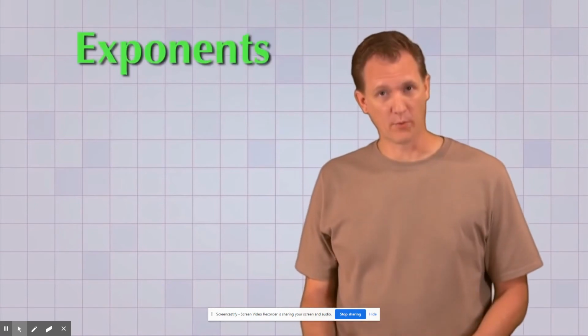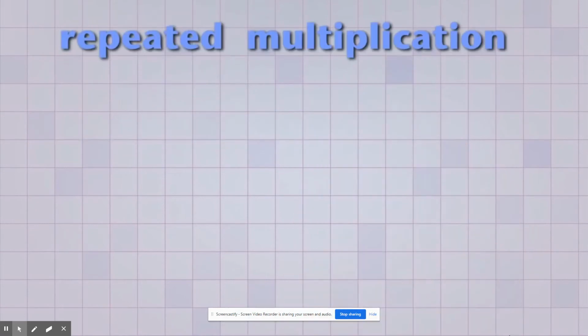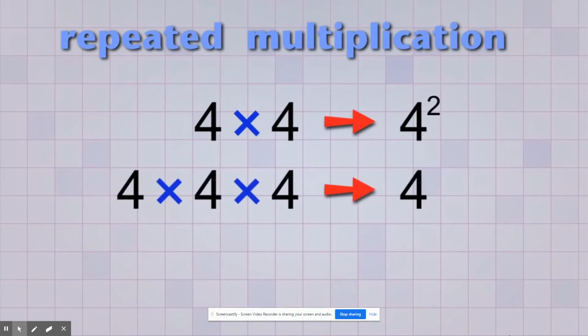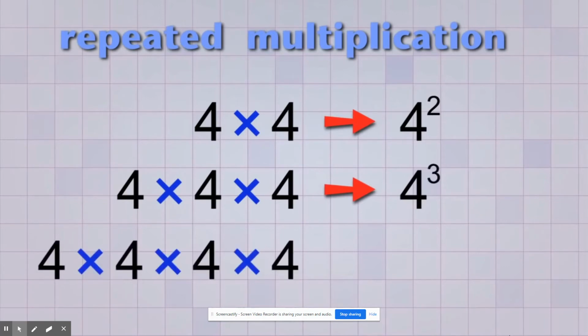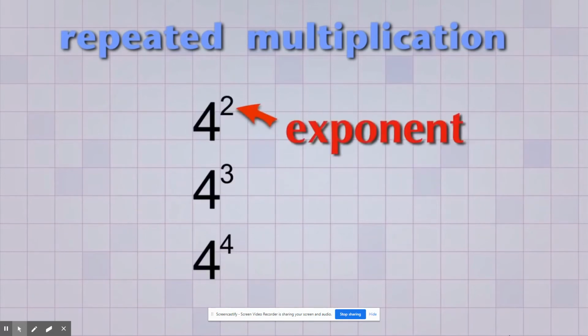Now, if you haven't seen exponents before, they're just a way of writing repeated multiplication. For example, the repeated multiplication 4 times 4 can be written in a shorter form as 4 multiplied twice. And 4 times 4 times 4 can be written as 4 multiplied 3 times. And 4 times 4 times 4 times 4 can be written as 4 multiplied 4 times. Get the idea? This small number is called an exponent, or power. It just tells you how many times to multiply the bigger number together.